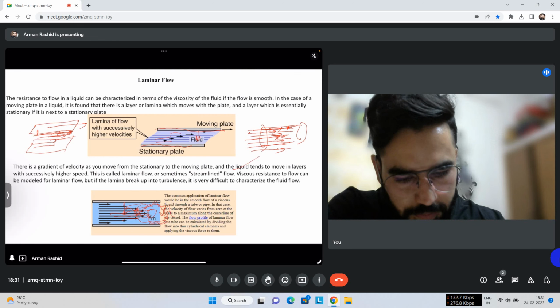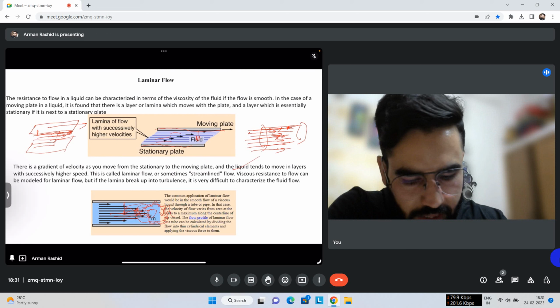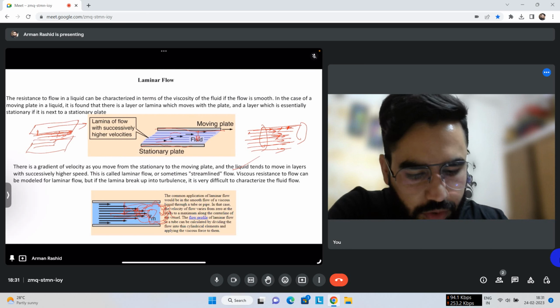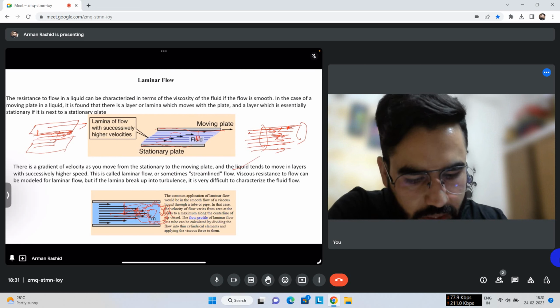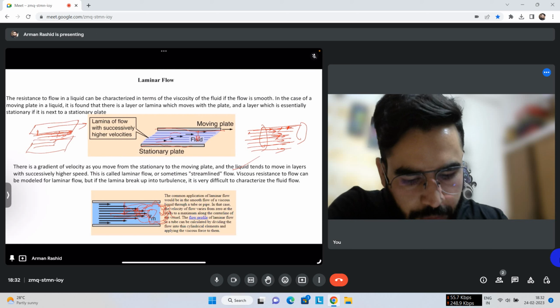As I have written here, the common application of the laminar flow would be in the smooth flow of viscous liquids through a pipe or a tube. In that case, the velocity of the flow varies from zero at the walls to a maximum along the center line. The flow profile of the laminar flow in a tube can be calculated by dividing the flow into thin slender elements and applying the viscous force to them.